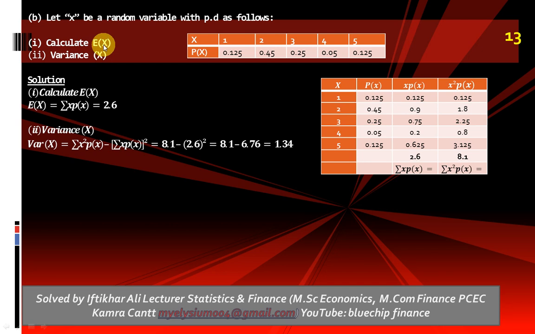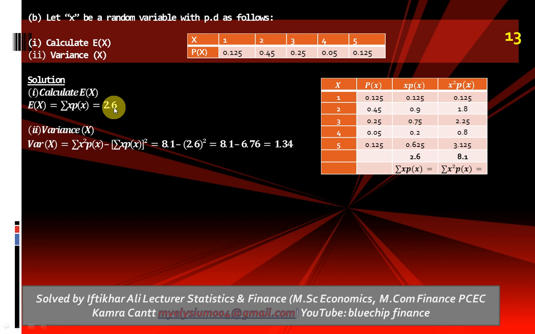So what is the mean in a probability distribution function? It is always equal to the sum of x p of x, or you can say x f of x. So x p of x, simply multiply this one with this one by one. So x p x: 0.125 multiplied by 1 is 0.125, 0.45 multiplied by 2 is 0.9, and after taking the sum it is 2.6, and that is the mean, because E of x equals the sum of x p of x, which is equal to 2.6.